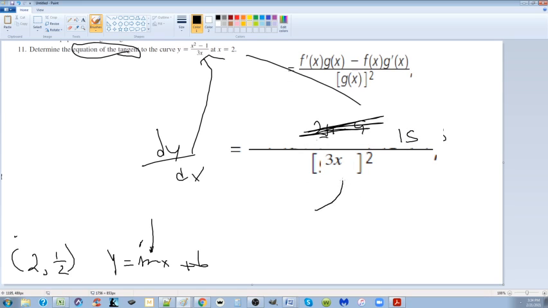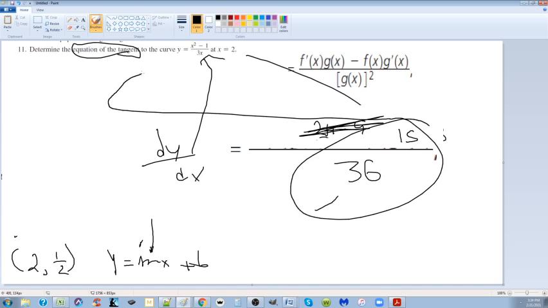And then when I plug in 2 down here, 3 times 2 is 6. 6 squared is 36. So that means the rate of change here, when x is 2, is 15 over 36. Which makes sense. So that means my m here is 15 over 36.